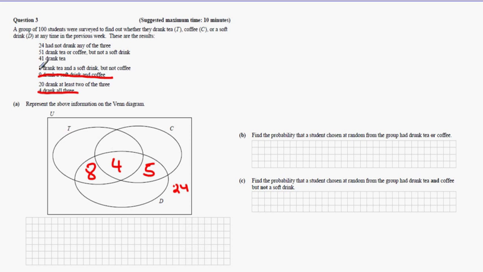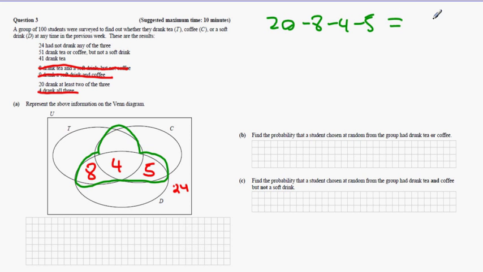And we've used that one already. And now we're on 20 drank at least 2 of the 3. So 20 drank at least 2 of the 3. 2 of the 3 is this area here. And this area here has to add up to 20. So we're going to get 20 minus 8 minus 4 minus 5. And what we're going to get is 3. So that puts that there as 3.